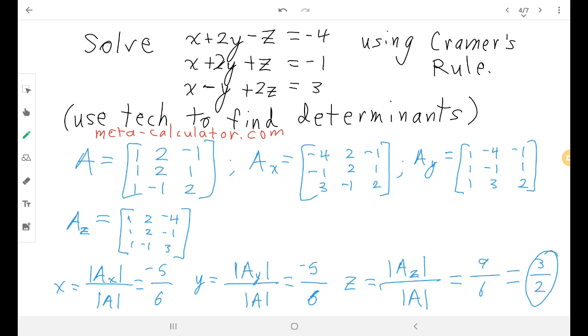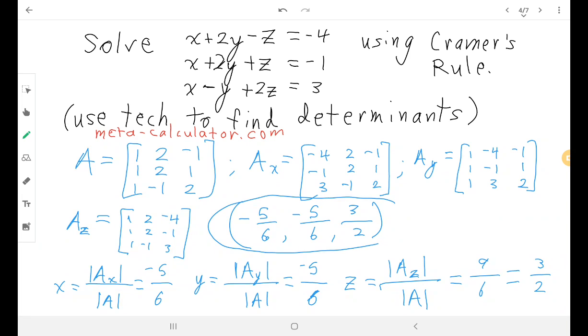So there is all three of my answers, and I could put them in a three-dimensional coordinate system answer, which would be negative 5/6 for x, negative 5/6 for y, and 3/2 for z. And that would be where those three lines intersect on a three-dimensional coordinate plane. I'll pause for a moment to allow for questions.